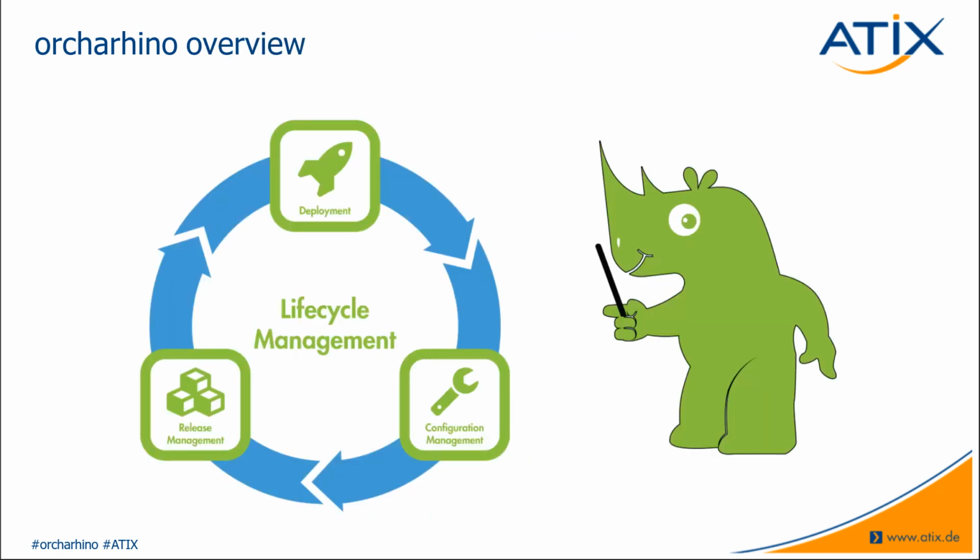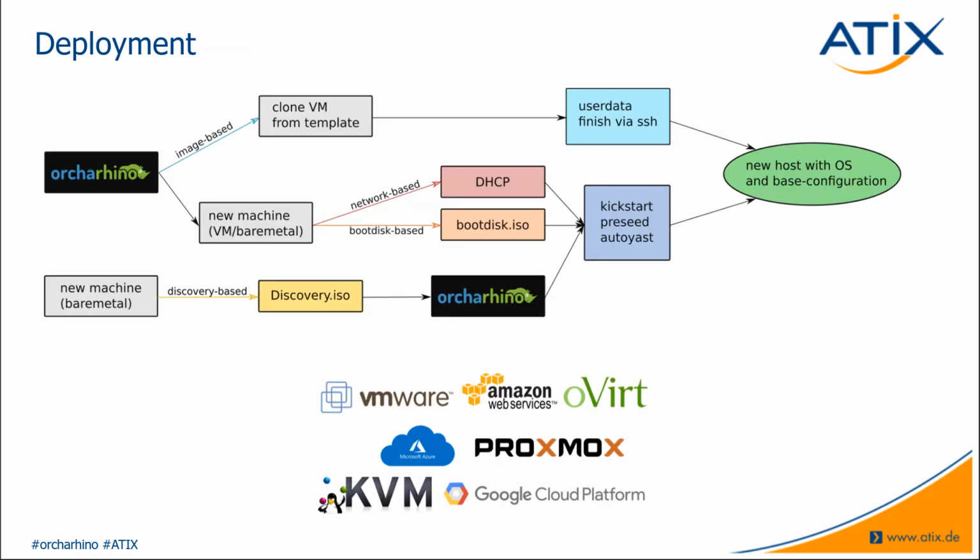The basic idea of Orcharhino is to map the complete lifecycle of a server. This starts with deployment, continues with configuration management, and also includes release management. So let's start with deployment of our server. There are several ways to deploy a server. The most basic one is the so-called image-based deployment. In cloud-based infrastructure, it's the only possible way.